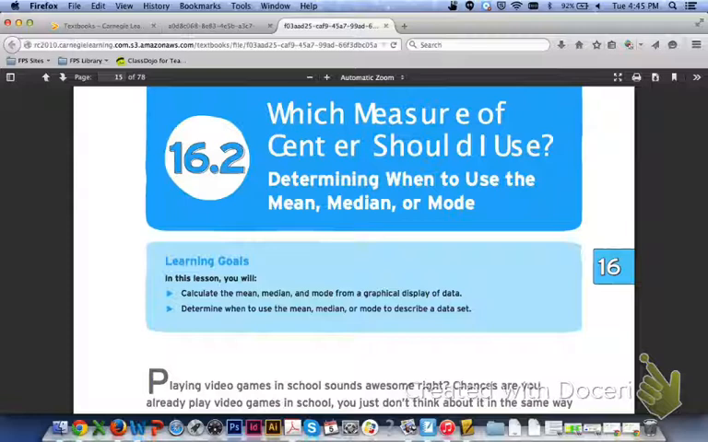So in this lesson we will calculate the mean, median, and mode from a graphical display of data and determine when to use the mean, median, or mode to describe a data set.